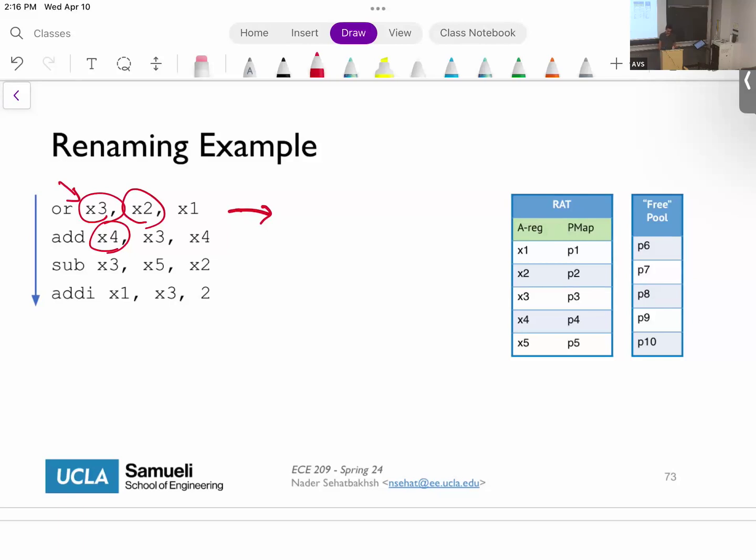So for this case, for example, if you look at the OR instruction, if you remember, these two were the source registers. For the source registers, all you need to do is go to the RAT and see the most recent mapping.